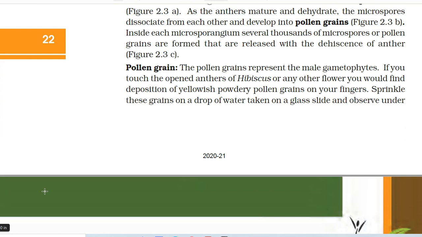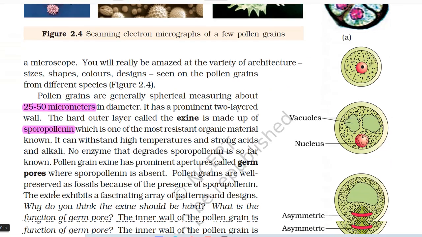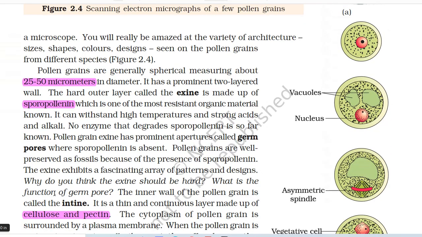If you touch and open anthers of hibiscus or any other flower, you would find deposition of yellowish powdery pollen grains on your fingers. Sprinkle these grains on a drop of water taken on a glass slide and observe under a microscope. You will really be amazed at the variety of architecture, sizes, shapes, colors, designs seen on the pollen grains from different species. Pollen grains are generally spherical, measuring about 25 to 50 micrometers in diameter.